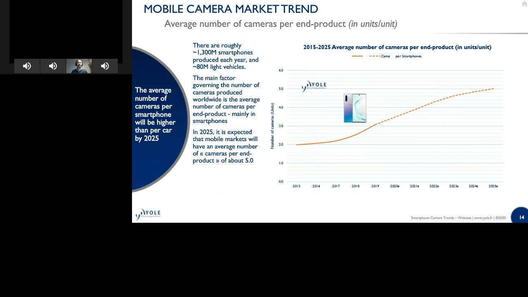So if we count the number of cameras per phone, as I was mentioning initially, it's really rising sharply. We are beyond 3 cameras per phone on average. Some phones have 4 cameras on the back and 2 to 3 cameras on the front, taking into account the optical fingerprint. So we expect this number to rise and to reach 5 by 2025.